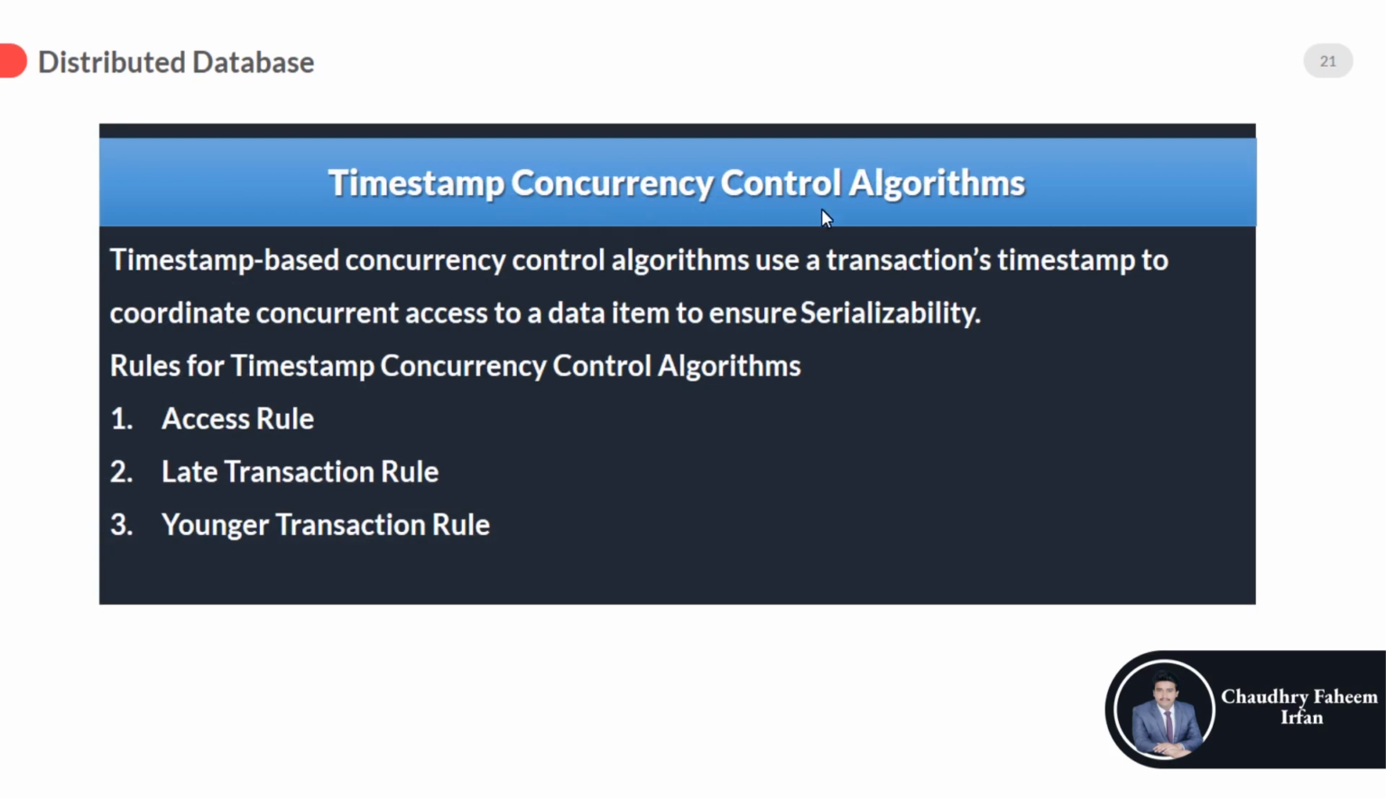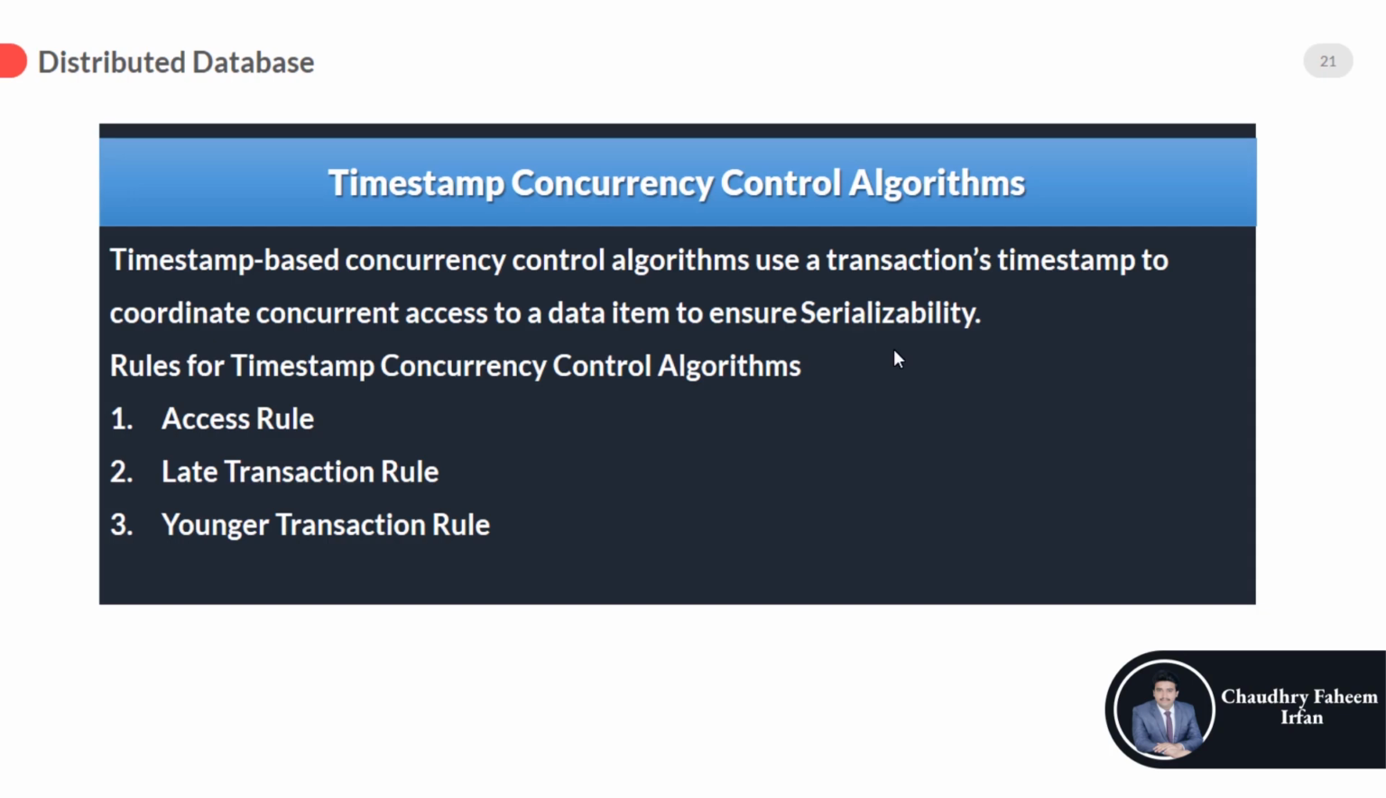Timestamp concurrency control algorithms. Timestamp based concurrency control algorithms use a transaction's timestamp to coordinate concurrent access to a data item to ensure serializability. In this technique, we manage our concurrency control by using a timestamp algorithm. We can identify which transaction is older and which is younger by using the timestamp. A timestamp is a unique identifier given by the DBMS to a transaction that represents the transaction's start time.